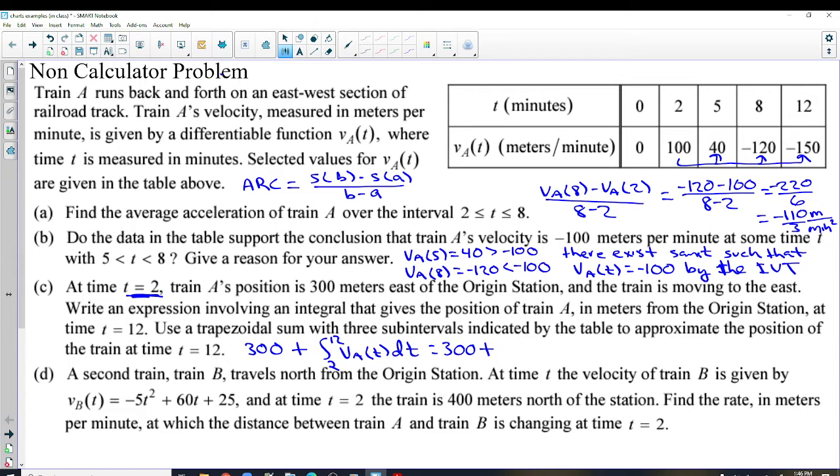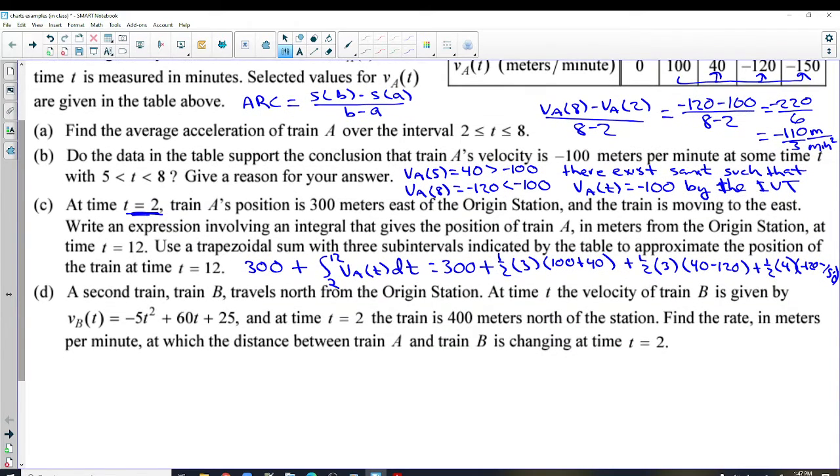The area of a trapezoid is 1/2 times the height, and the height in this case is 2 to 5, that's 3, and base 1 is 100 and base 2 is 40. So there's the first trapezoid. Plus 1/2 times 5 to 8 is 3, and we have 40 minus 120. And then plus 1/2 times 4, negative 120 minus 150. I'm running out of room, I should have put this down here because I need a little more room.